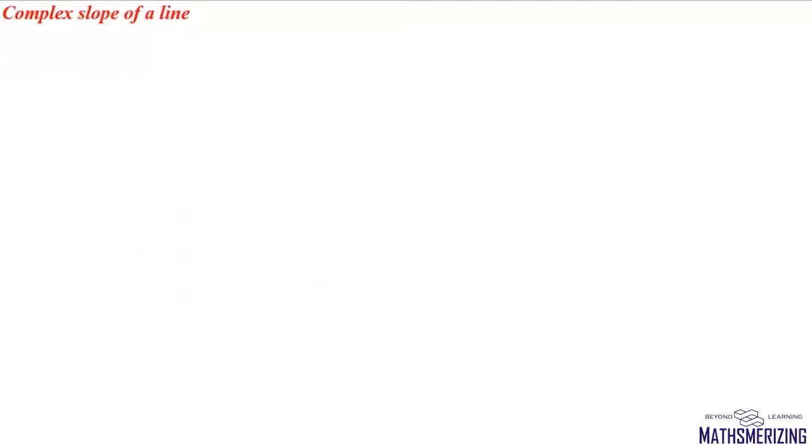Now we'll come to complex slope of a line. Suppose we have a line which passes through 2 points Z1 and Z2, then complex slope of this line is defined as mu, and is given by Z1 minus Z2 upon Z1 bar minus Z2 bar. So if we are given 2 points on this line, say A and B, which are given by Z1 and Z2, then complex slope of this line, which is mu, is given by Z1 minus Z2 upon Z1 bar minus Z2 bar.